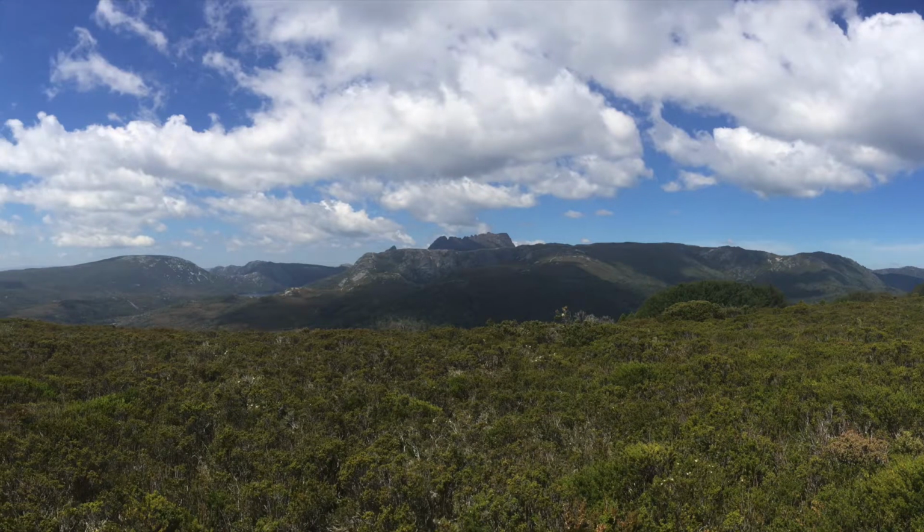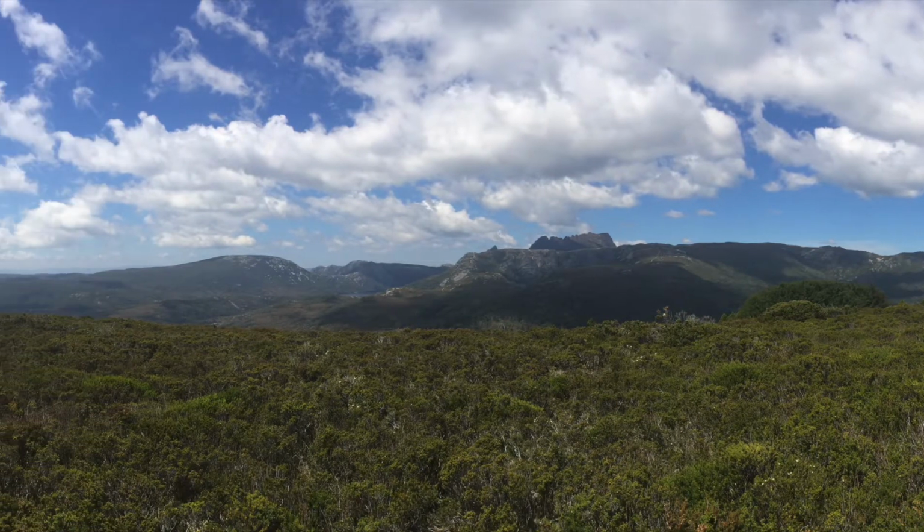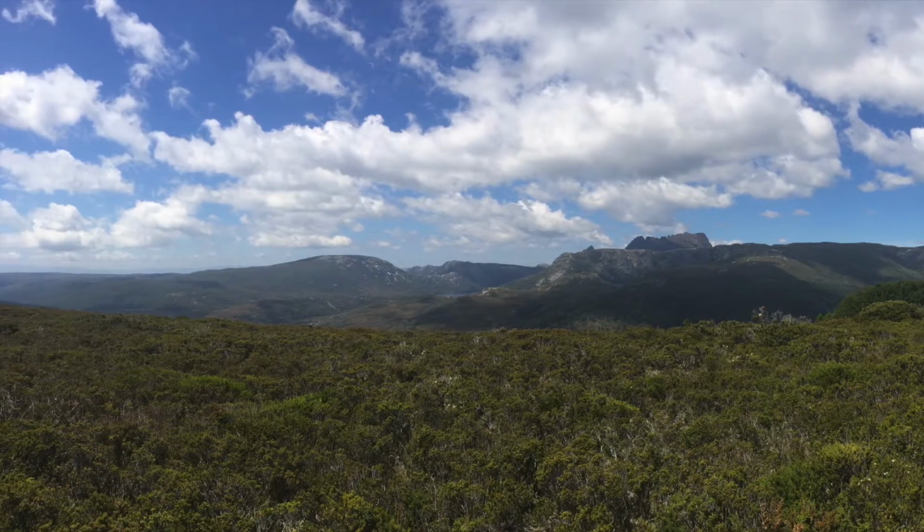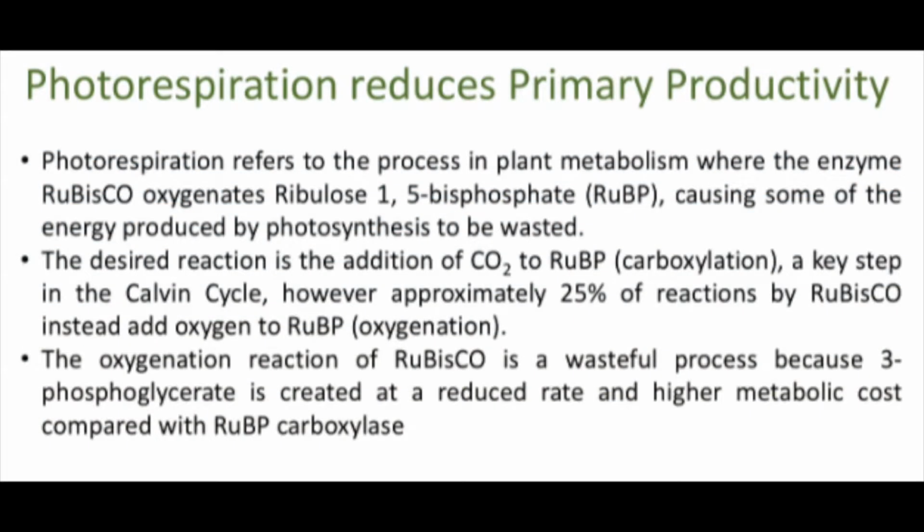A single factor that reduces a significant proportion of primary productivity yield is photorespiration. For example, this can be as much as 20% in wheat and 36% in soybeans. Photorespiration reduces primary productivity. Photorespiration refers to the process in plant metabolism where the enzyme Rubisco oxygenates ribulose 1,5-bisphosphate, causing some of the energy produced by photosynthesis to be wasted.